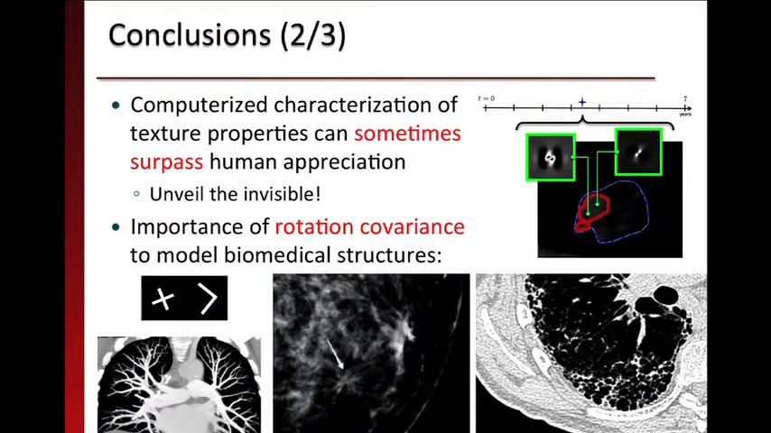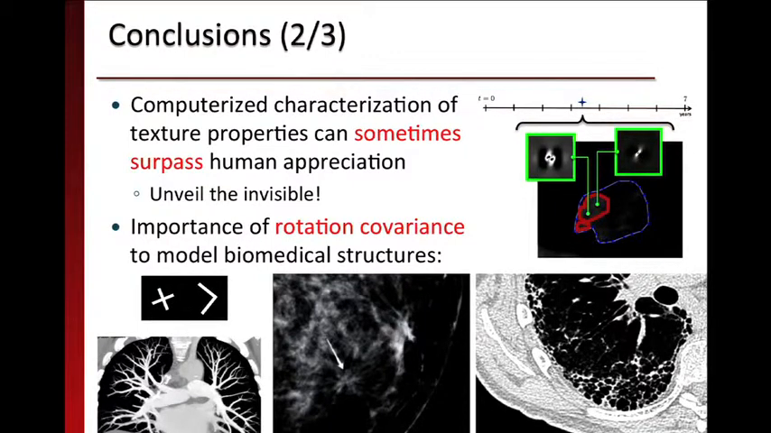We also saw that in some cases, using the computerized characterization of the texture can even surpass human appreciation, because we've seen, for example, that using only the texture appearance of the solid parts of the nodule, we were able to predict the risk of survival with a pretty high accuracy. And so if you think of doing this in 3D, it will be even a higher yield, because it's very difficult to appreciate what the texture is in a 3D image.